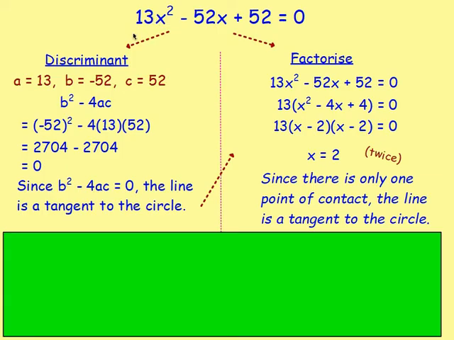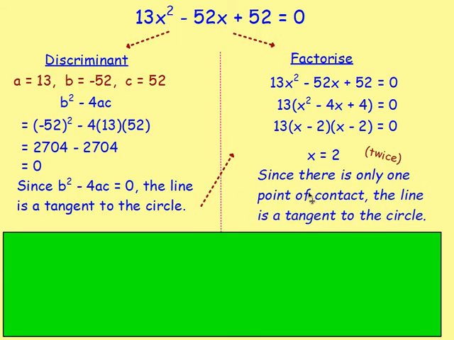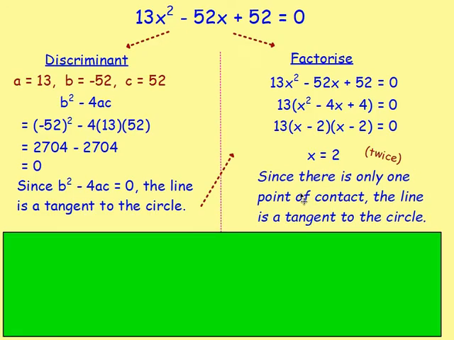So for this, you can either go down the route of the discriminant, but then you'd have to factorize anyway to find x, or you could just factorize to begin with and then say that there is just one point of contact. So if you went down the discriminant route, you'd have to say that since b squared minus 4ac equals 0, the line's a tangent to the circle, and you wouldn't need to write that line. If you just went down the factorizing line, then you'd have to write this because that's you proving it. So there are two ways to do that.